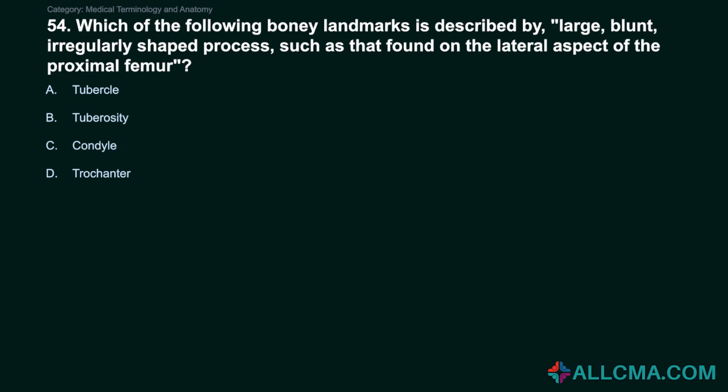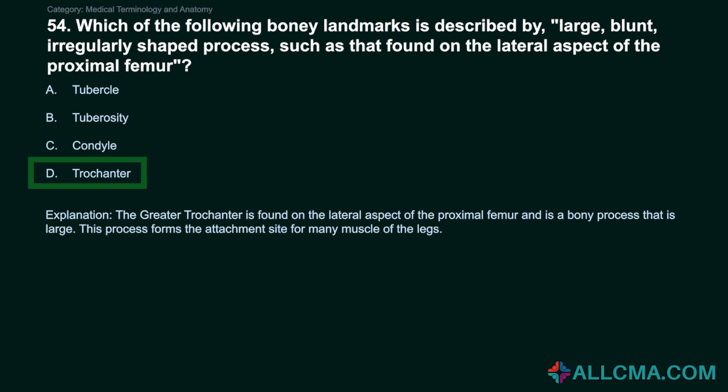54. Which of the following bony landmarks is described by a large, blunt, irregularly shaped process, such as that found on the lateral aspect of the proximal femur? A. Tubercle. B. Tuberosity. C. Condyle. D. Trochanter. Correct answer, D. Trochanter. The greater trochanter is found on the lateral aspect of the proximal femur and is a bony process that is large. This process forms the attachment site for many muscles of the legs.